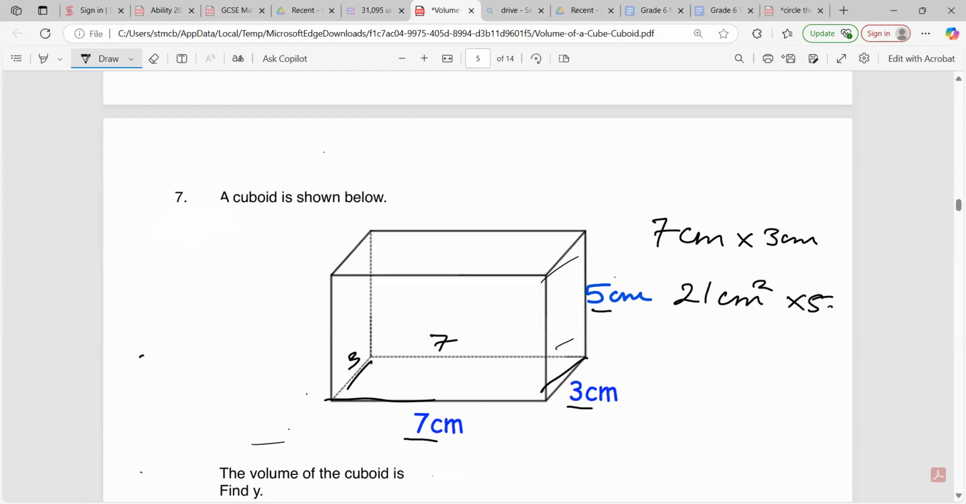And of course, 5 times 1 is 5, and 5 times 2 is 10. So it's 105 cm cubed. All right. So guys, great job.